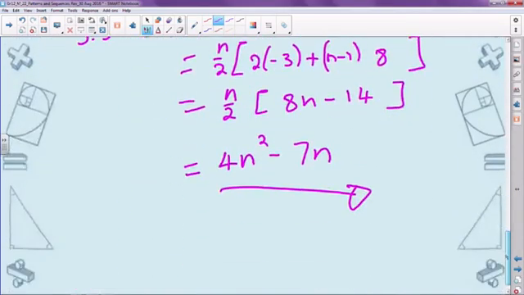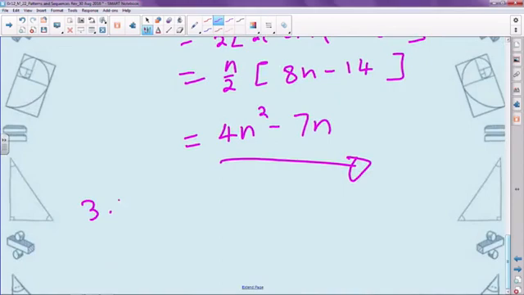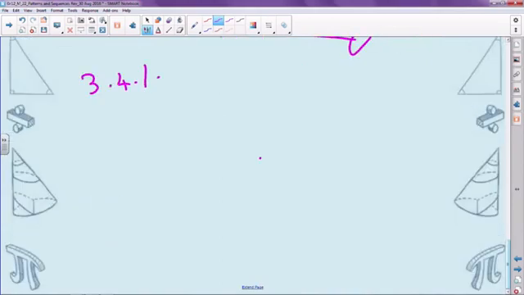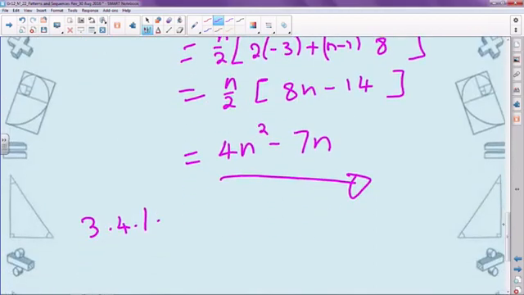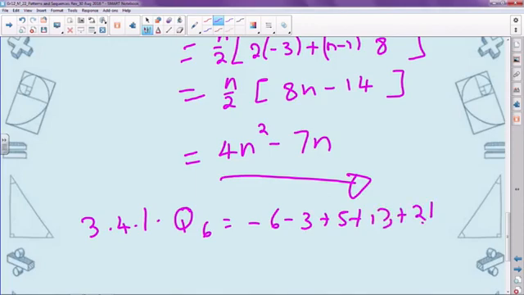All right, so this is now for 3.4.1, and I'm very quickly just giving you the answers. You can work through them as well, but I want to give you an idea of how to approach them. Q6 is going to be all of the terms of Q5, which is minus 6, minus 3, plus 5, plus 13, plus 21, and then the next term in that sequence, remember with the constant difference of 8, is going to be 29. So that's your Q6. All right, we may just get through this one.